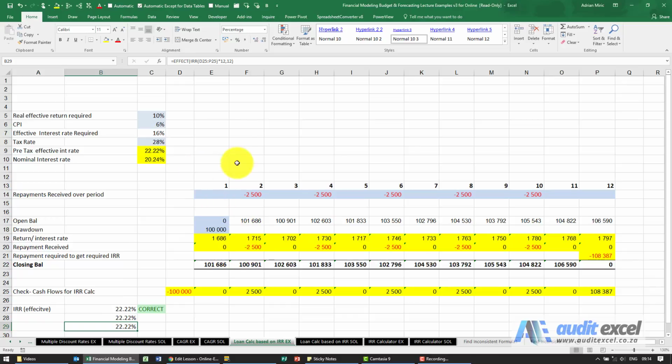We highly recommend that when you do calculations like this, build in the checks. It's very easy to make a mistake, to forget your nominal or effective, so building in the check will make sure that your calculation actually works.